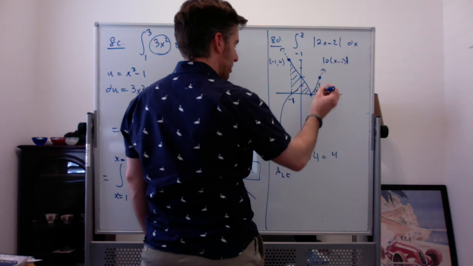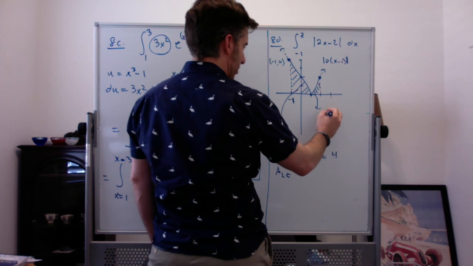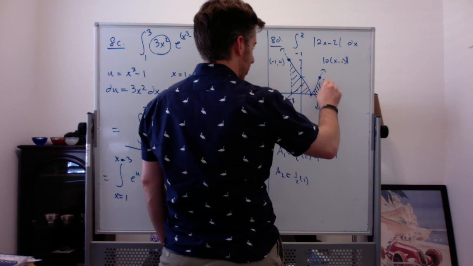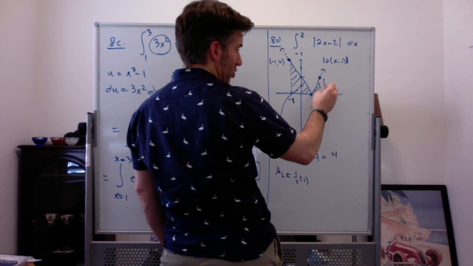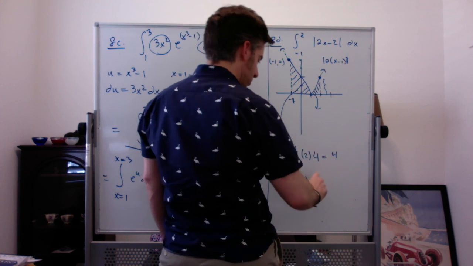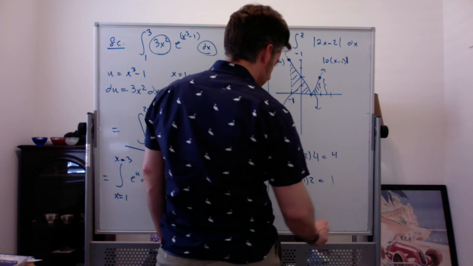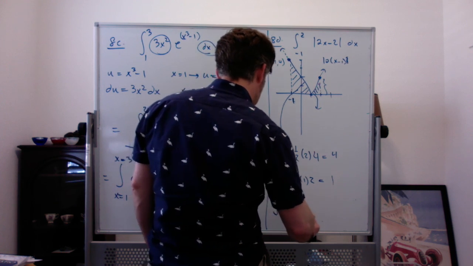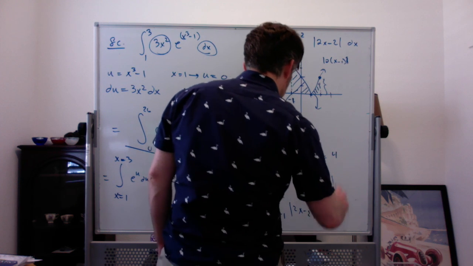Area 2, that's this here. The base there is 1. It's 1/2 times 1. And the height here, if we plug in 1, we plug in 2, we get 4 minus 2, which is 2. So we end up with 1. So the total area, so the integral from -1 to 2 of the absolute value of 2x minus 2 is 4 plus 1, which is 5.